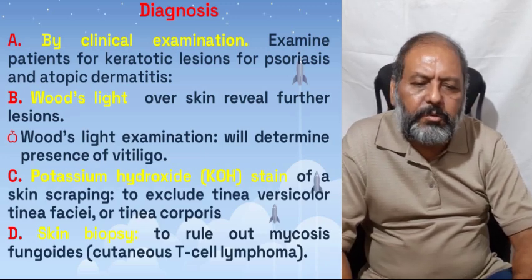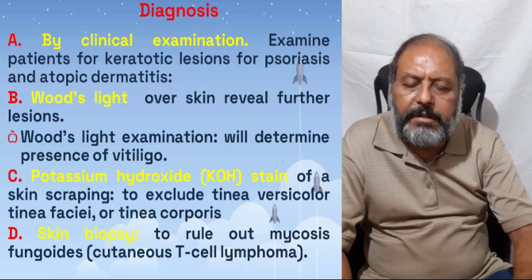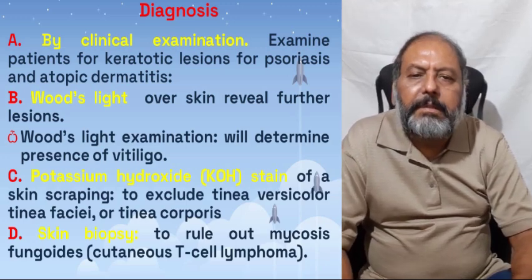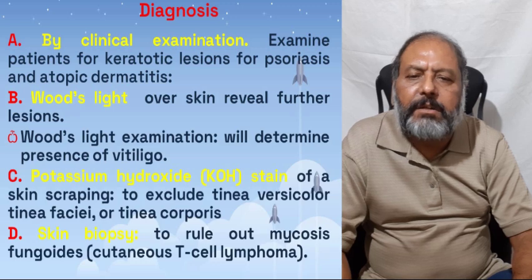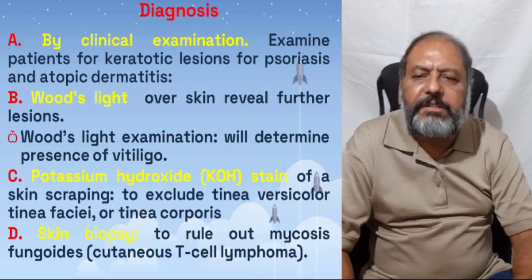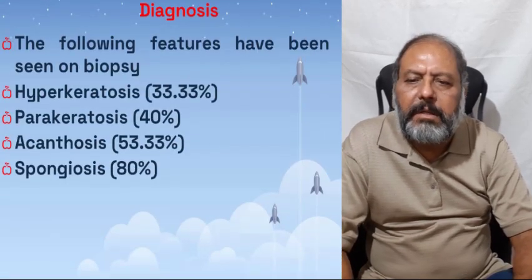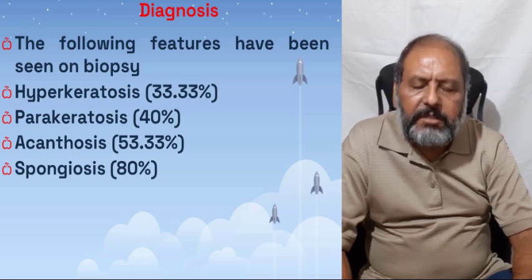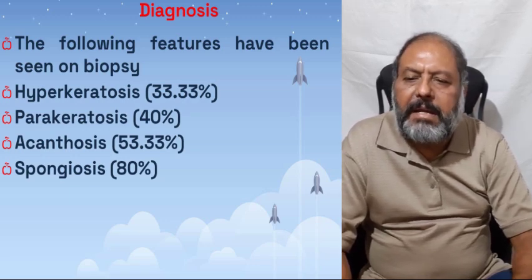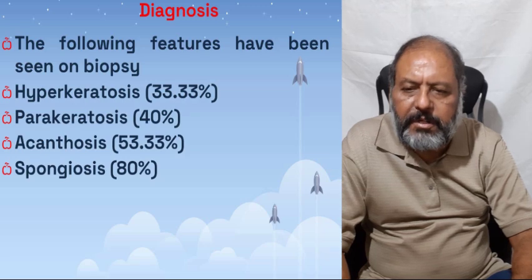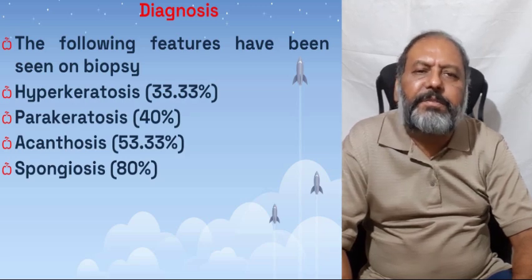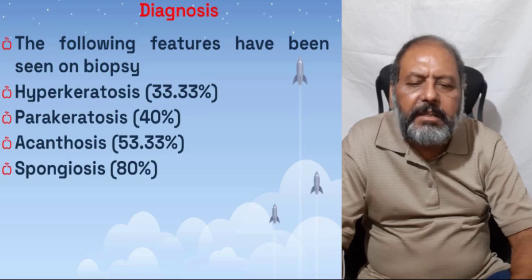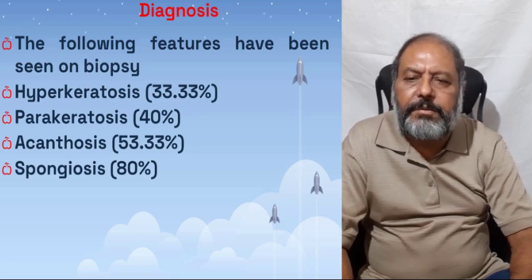Skin biopsy to rule out mycosis fungoides, cutaneous T-cell lymphoma. In the diagnosis, the following features have been seen on biopsy: hyperkeratosis in 33.33%, parakeratosis 40%, acanthosis 53%, and spongiosis have been seen in 80% of cases.